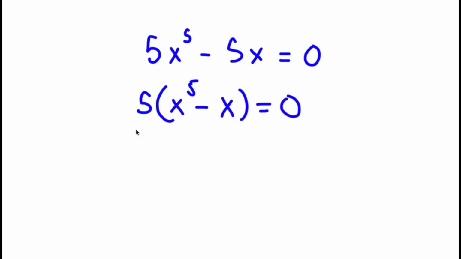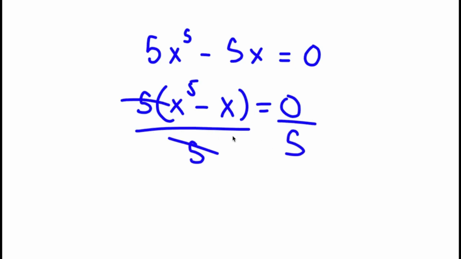Now, I can go ahead and divide both sides by 5. So then these two cancel out. And now I'll be left with x to the power of 5 minus x is equal to 0 divided by 5 is 0.